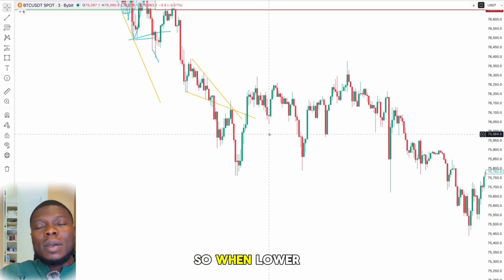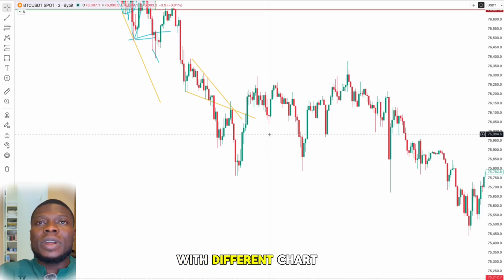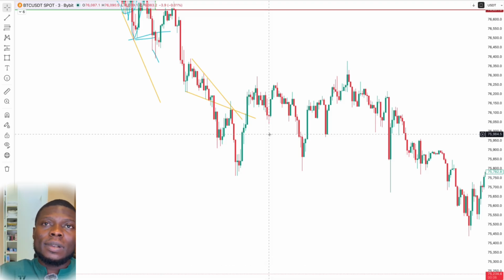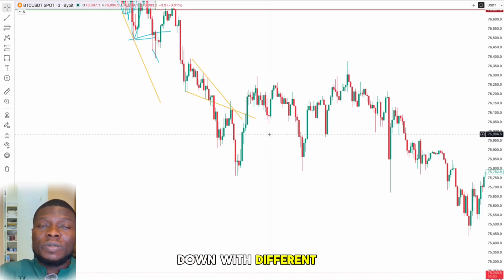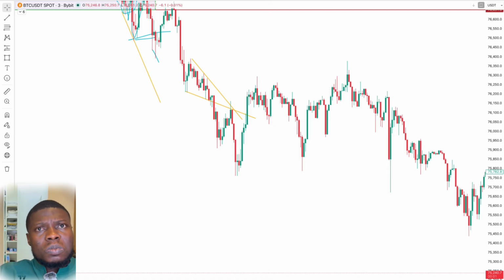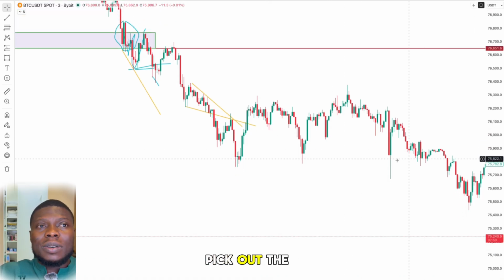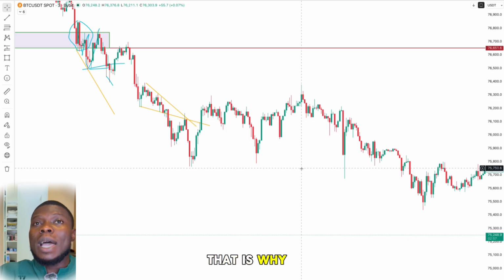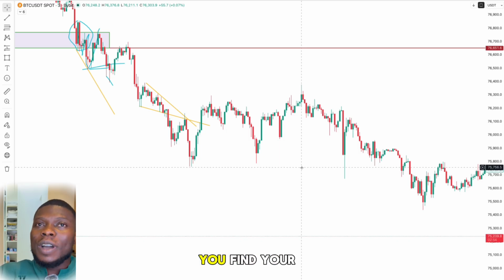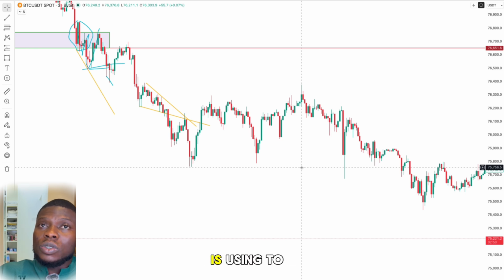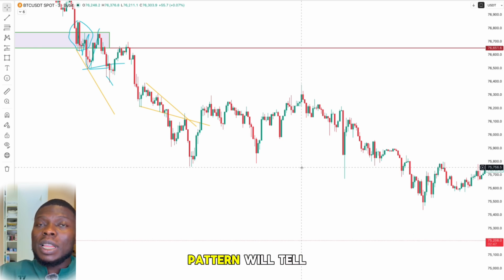So when the lower time frame is moving down, they move down with different chart patterns. I'm trying to pick out the chart patterns one by one. That is why I'm breaking it down. That is how you find the different chart patterns that the time frame is using to move. Because those chart patterns will tell you if the zone you're looking at will be good, and it will also guide you for your stop loss and your entry as well.